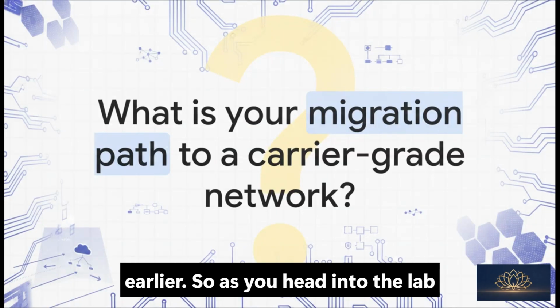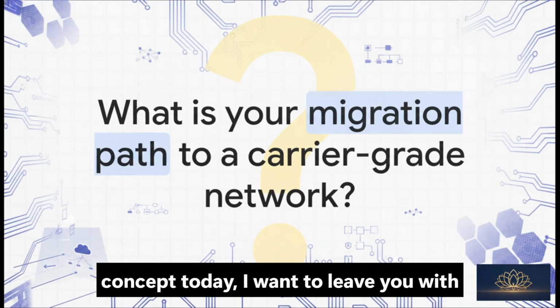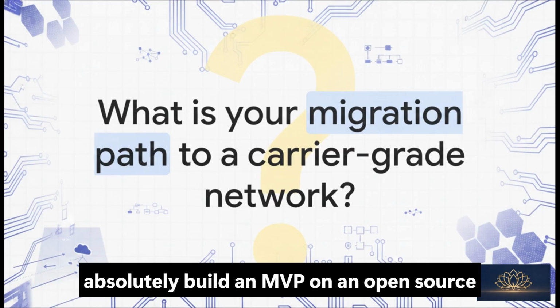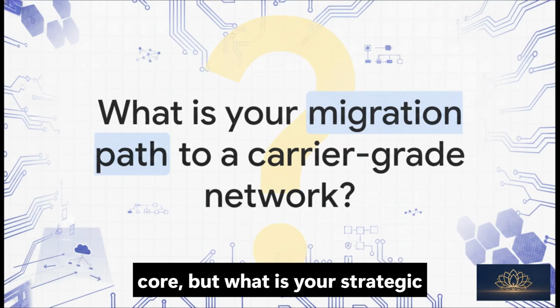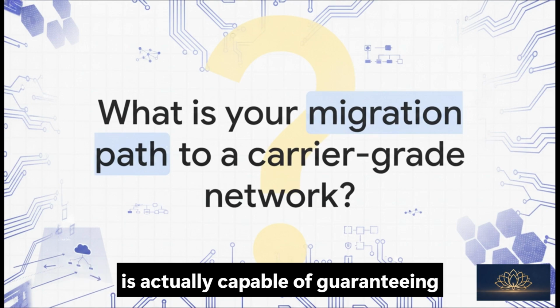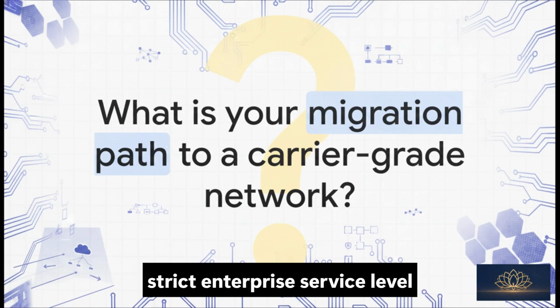So as you head into the lab to start building out your proof of concept today, I want to leave you with one big question to chew on. You can absolutely build an MVP on an open source core, but what is your strategic, incremental migration path to a fully automated carrier-grade network, one that is actually capable of guaranteeing strict enterprise service level agreements?